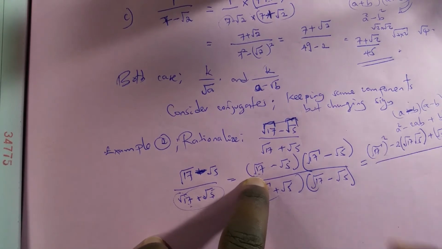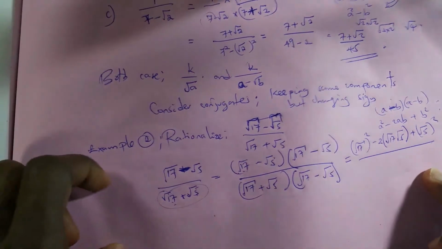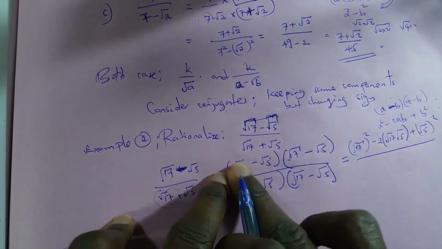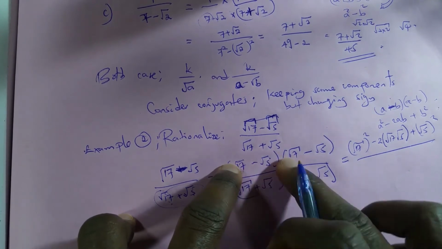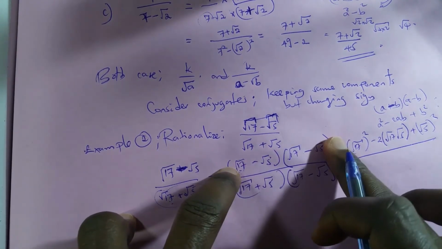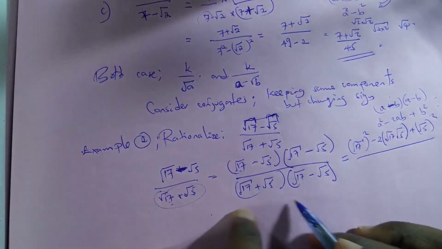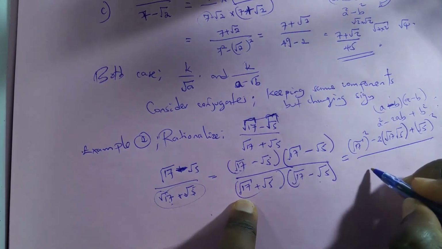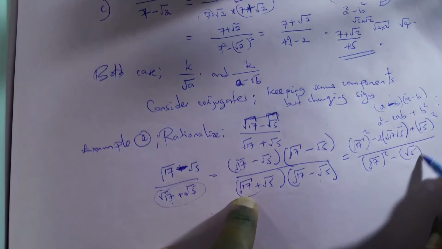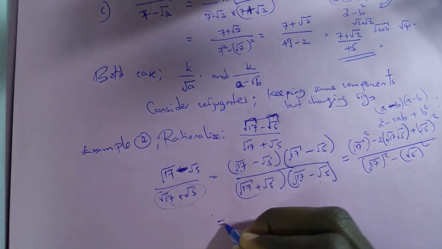We don't suffer if we already know those identities. But if you feel like it, you can expand the normal way by making each term in the first bracket multiply each term in the second bracket, and you maintain the signs. And now we can see that the denominator is a difference of two squares, which means root of 17 squared minus root of 5 squared. We already know that.